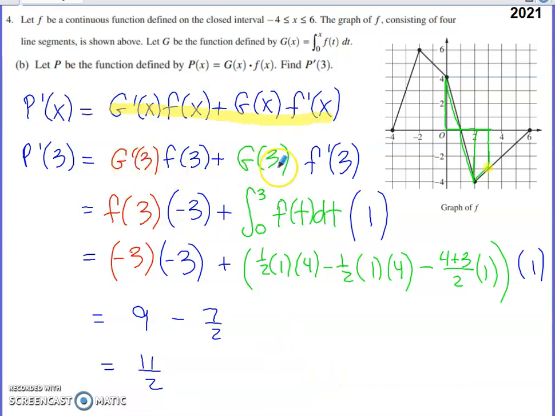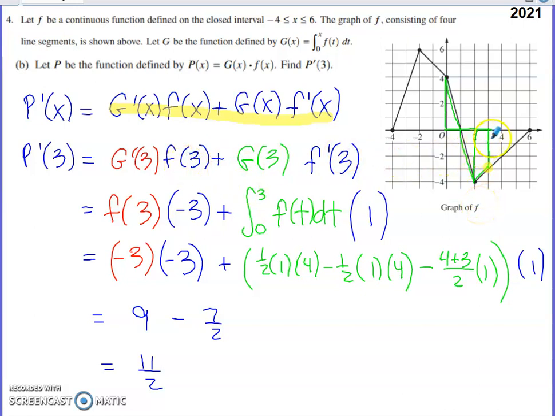So I tried to color code this because there's some values that are a little bit more difficult to determine than others here. But I'm going to have to evaluate g prime at 3, f at 3, then add on g evaluated at 3 times f prime of 3. Now f of 3 and f prime of 3 are pretty straightforward to determine. You're going to get those straight from the graph. This is a graph of f after all.